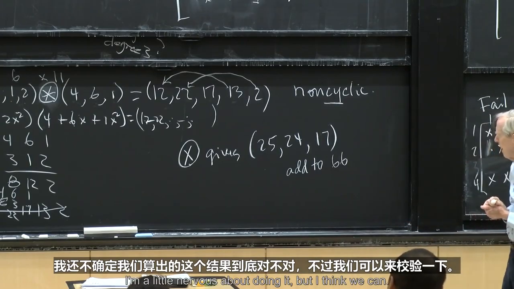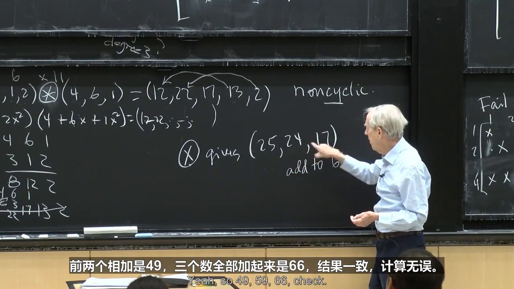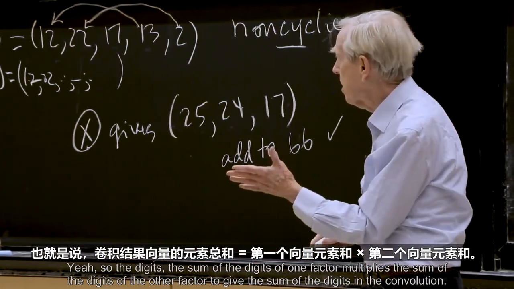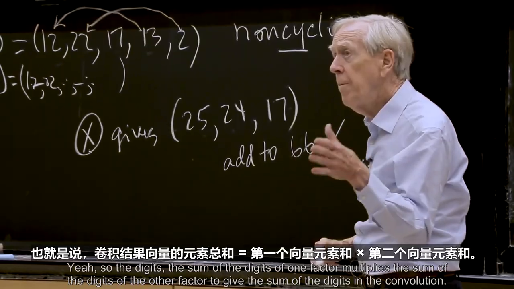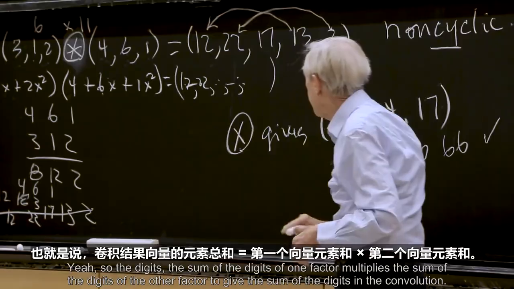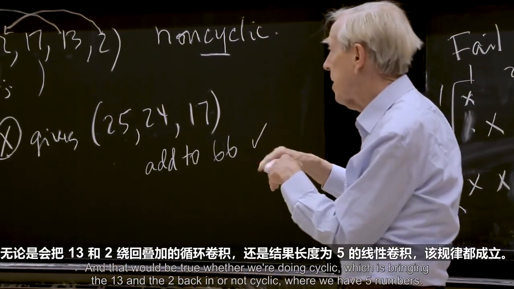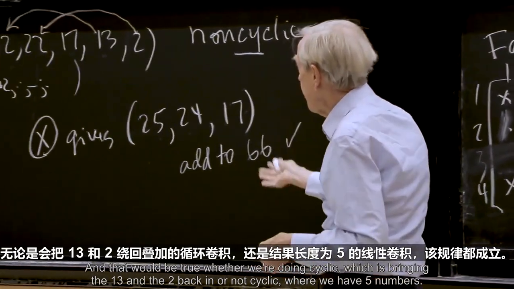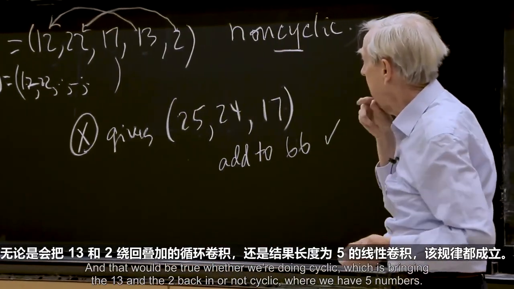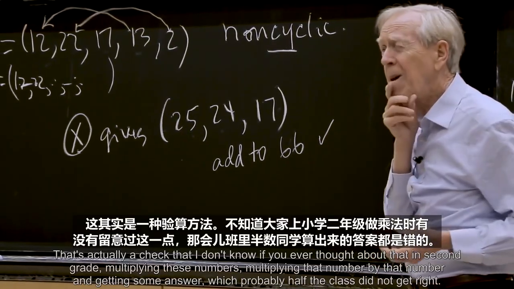66. I'm a little nervous about doing it, but I think we can. So 49, 59, 66. Check. So the sum of the digits of one factor multiplies the sum of the digits of the other factor to give the sum of the digits in the convolution. And that would be true whether we're doing cyclic, which is bringing the 13 and the 2 back in, or not cyclic, where we have 5 numbers.